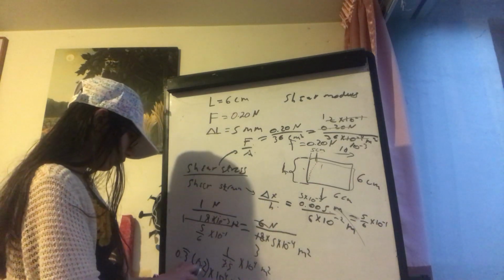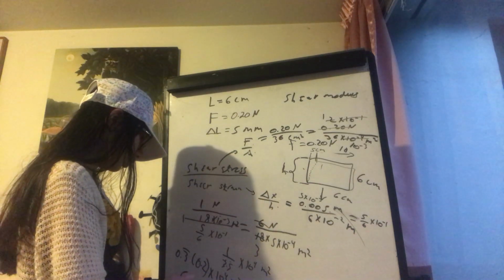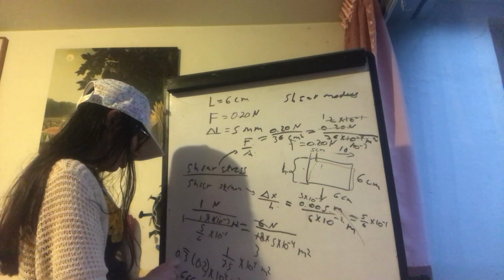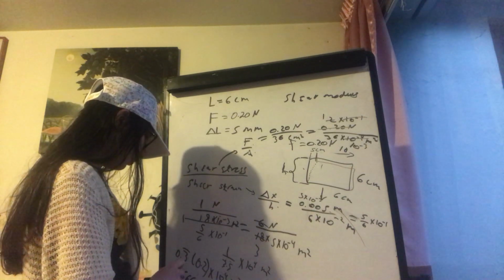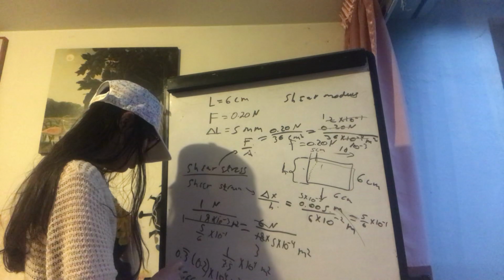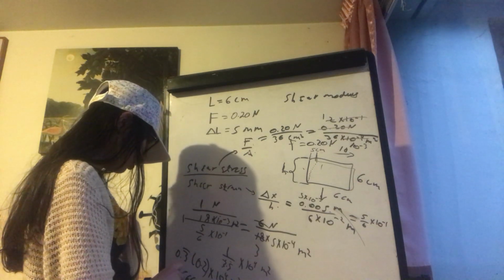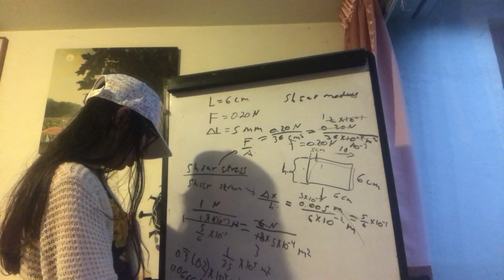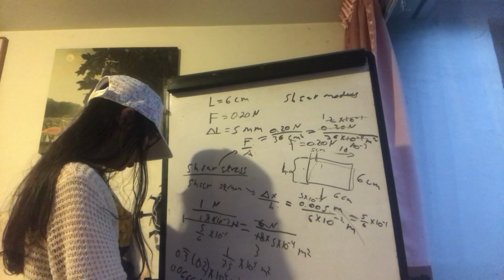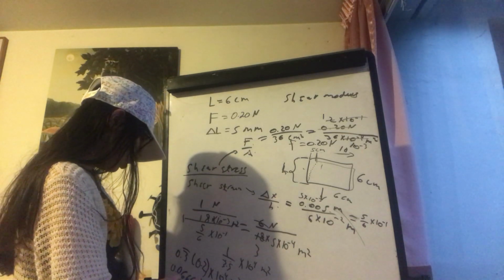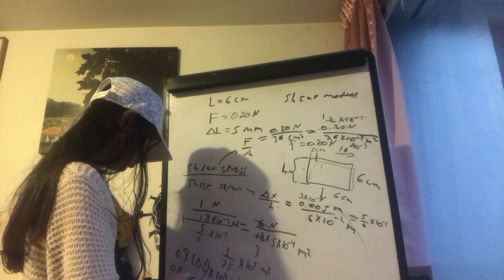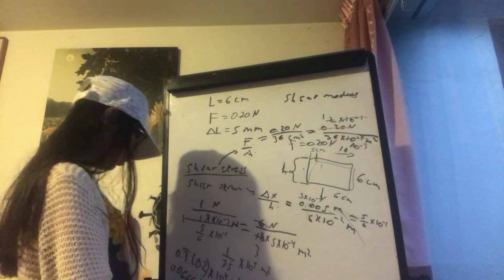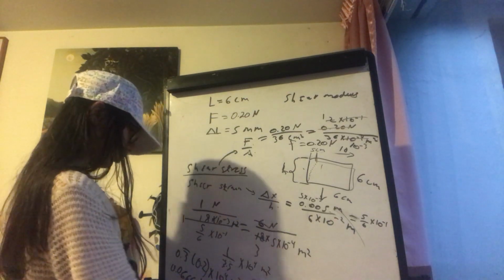So I have 0.3 times 0.2 is 0.0666 times 10 to the 4 square meters. So I have 1, 2, 3, 4, 666.